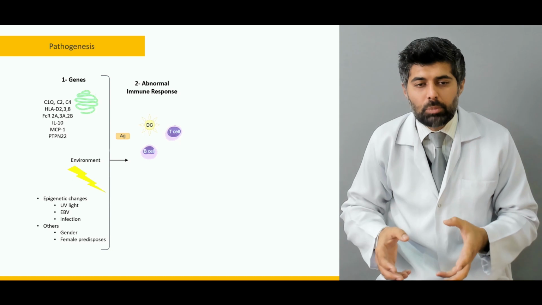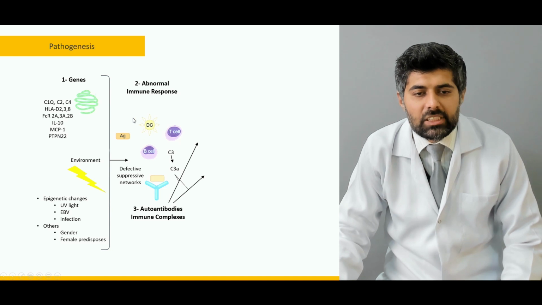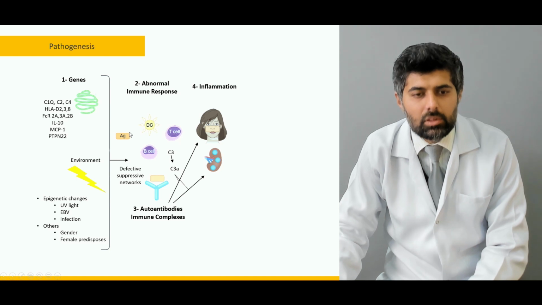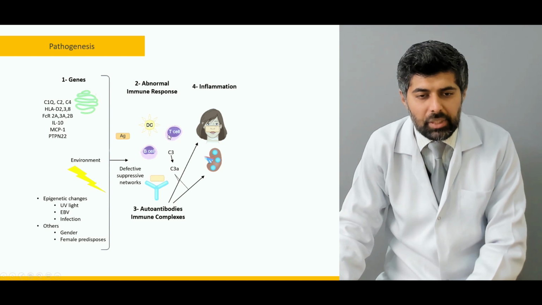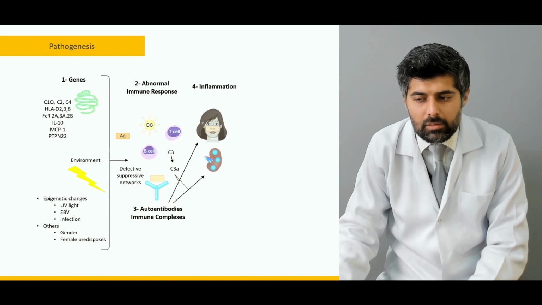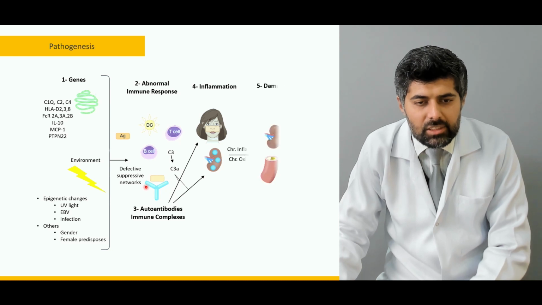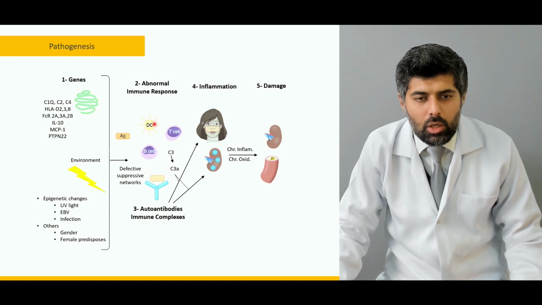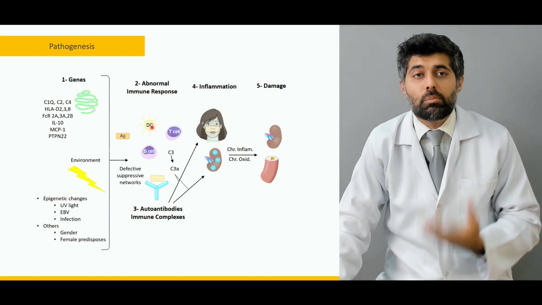abnormal immune response. Now, this abnormal immune response can be seen here, like this is a dendritic cell, this is an antigen, this is a T cell, and this is a B cell. Now, you can easily see that this is the antibody, and this antibody is attached to this antigen. Now, dendritic cells are the ones which give us innate immunity.